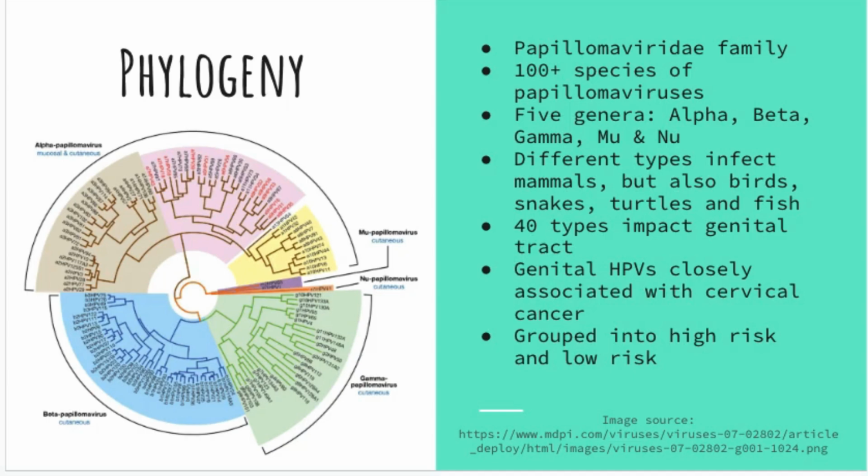There are 40 types that impact the genital tract specifically. Genital HPVs are closely associated with cervical cancers, and they're grouped into high risk and low risk. The 2 strains for cervical cancer are 16 and 18.